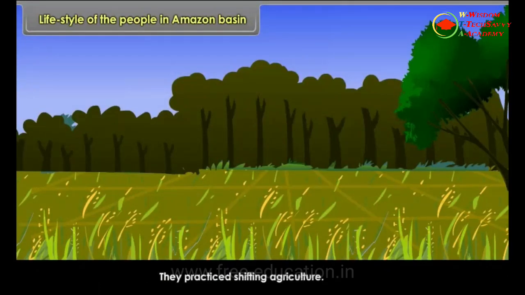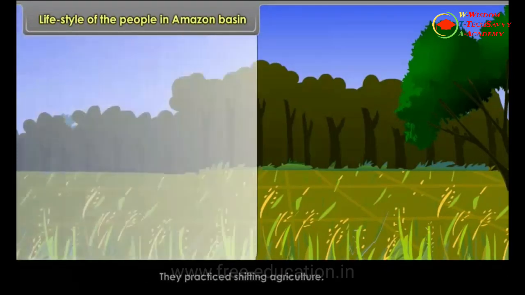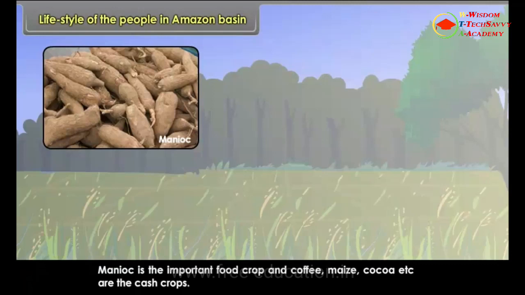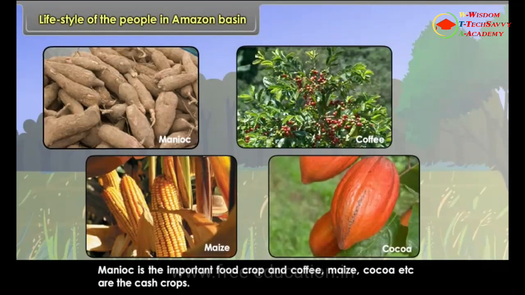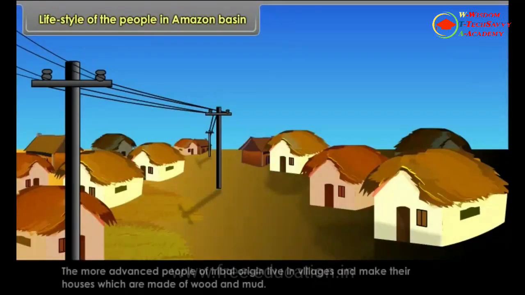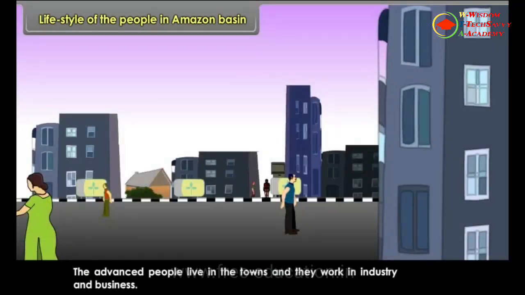They practice shifting agriculture. Manioc is the important food crop and coffee, maize, cocoa, etc. are the cash crops. The more advanced people of tribal origin live in villages and make their houses which are made of wood and mud. The advanced people live in the towns and they work in industry and business.